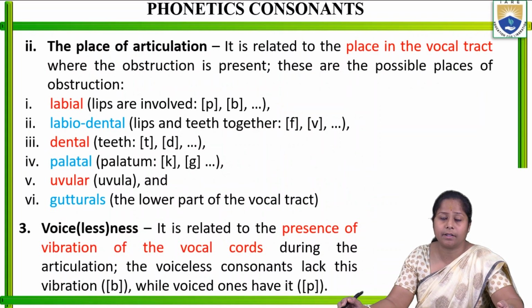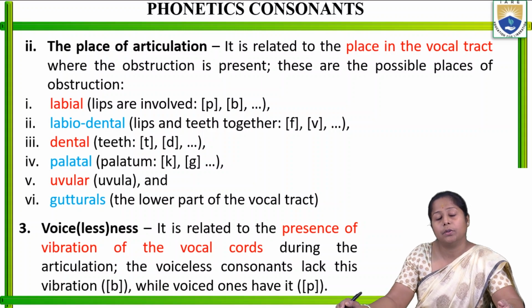Second, I can say the place of articulation. That has been divided into the place of articulation that is related to the place in the vocal tract, wherever the obstruction is present, a place where obstruction occurred. So that has been divided into 6 types.